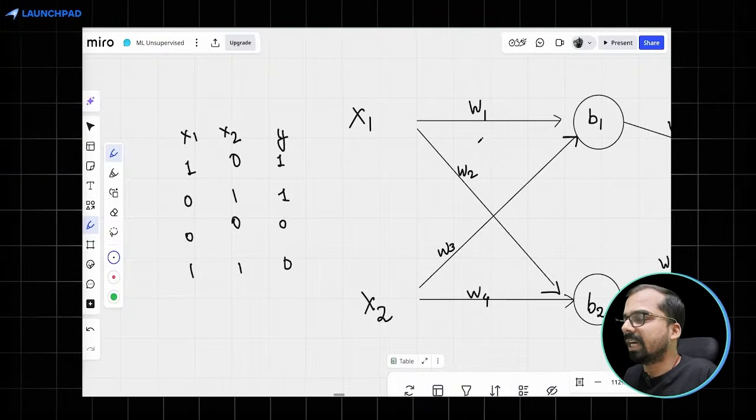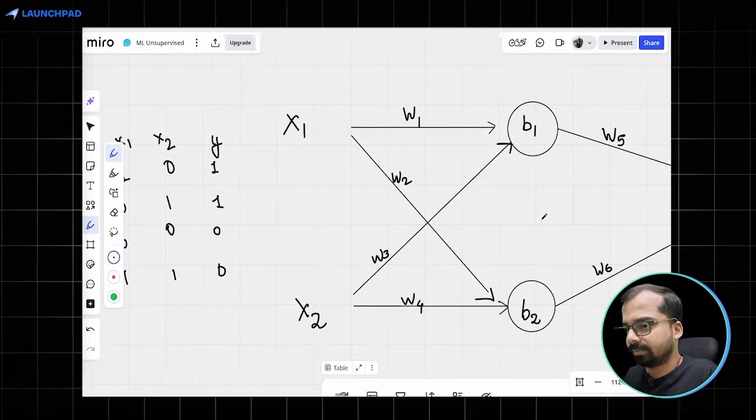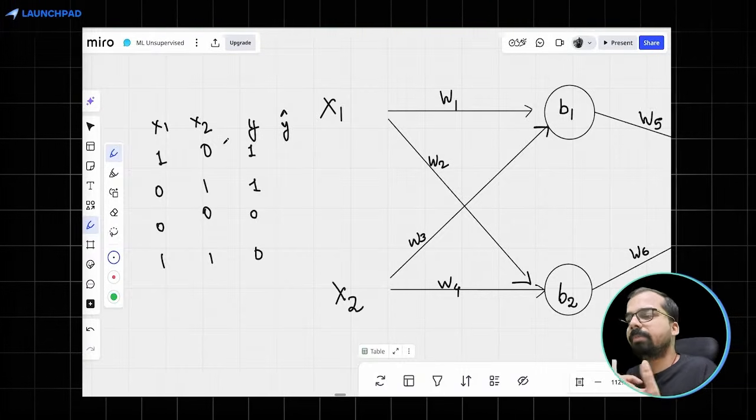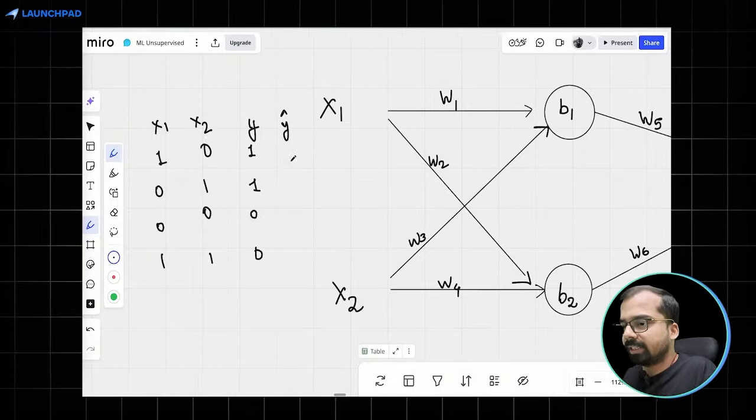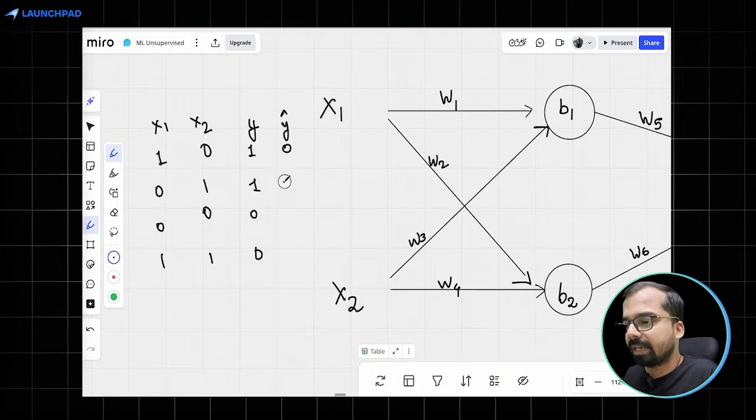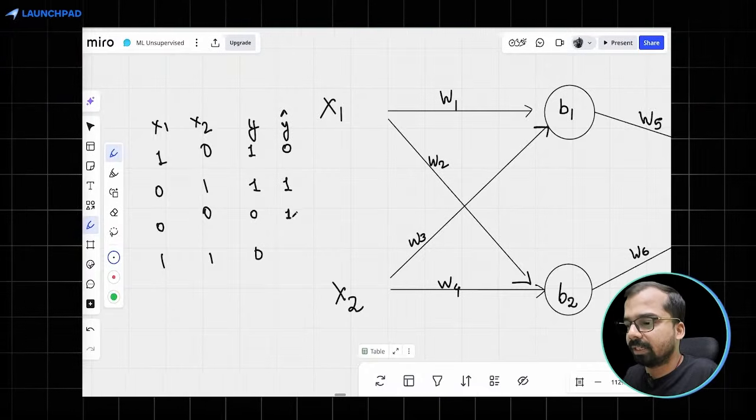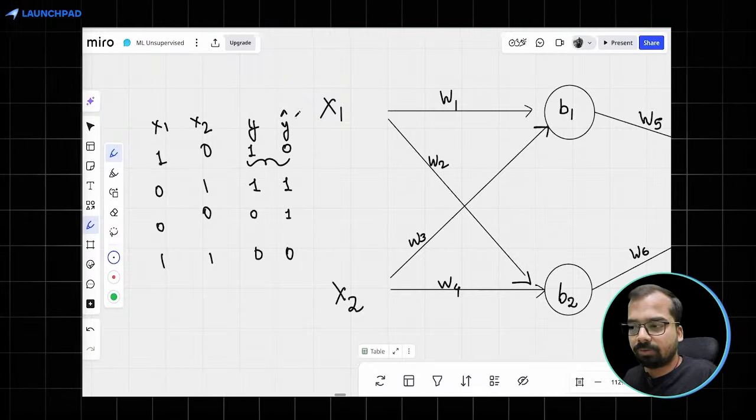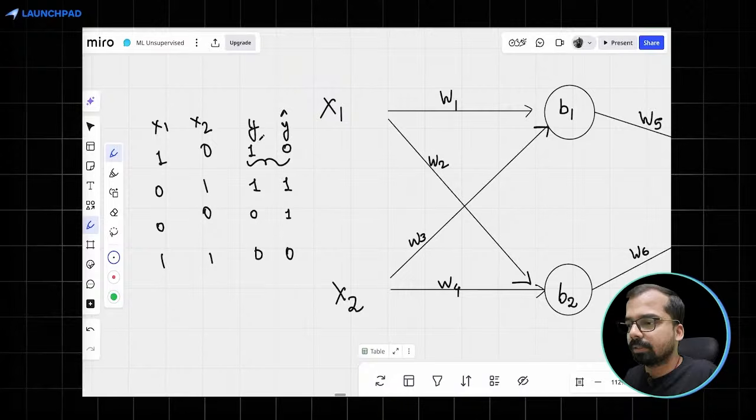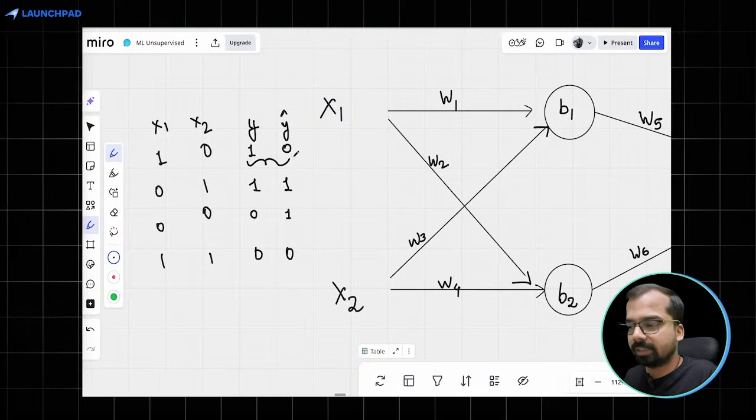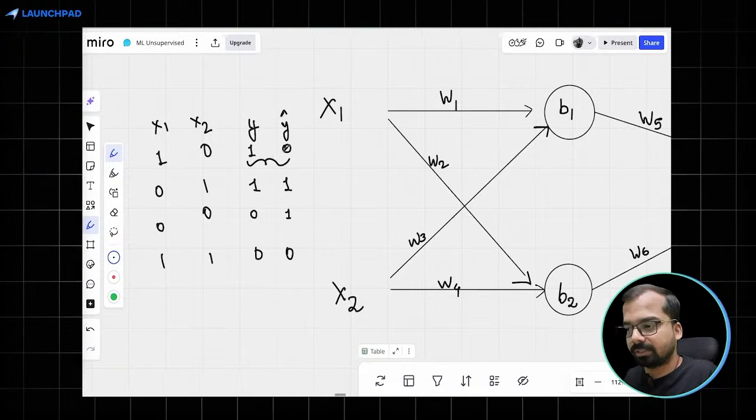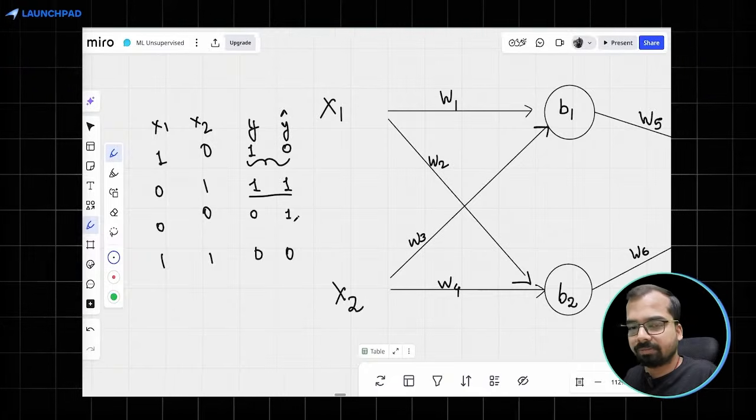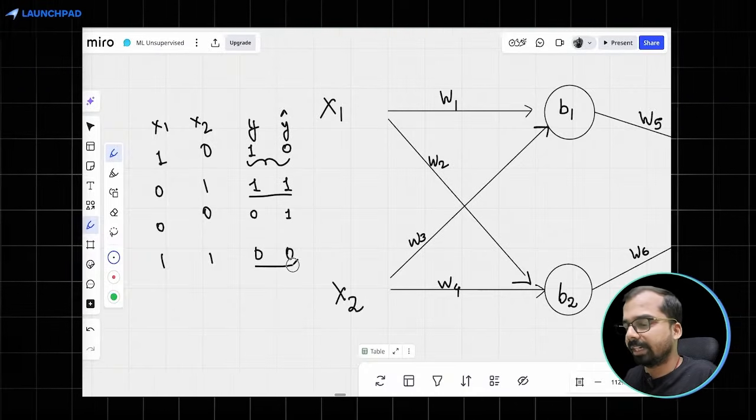Now let's say initially we have some random values for weights and biases. y hat is the predicted value, and y is my actual value. Let's say here the value came out to be 0, here 1, here 1, here 0. Now these two are different values. I want my y hat to be exactly equal to 1, but it is actually coming 0, so there is a large difference. Here there is no difference, so it's correct. Here there is a difference. Here there is no difference, so it is correct.